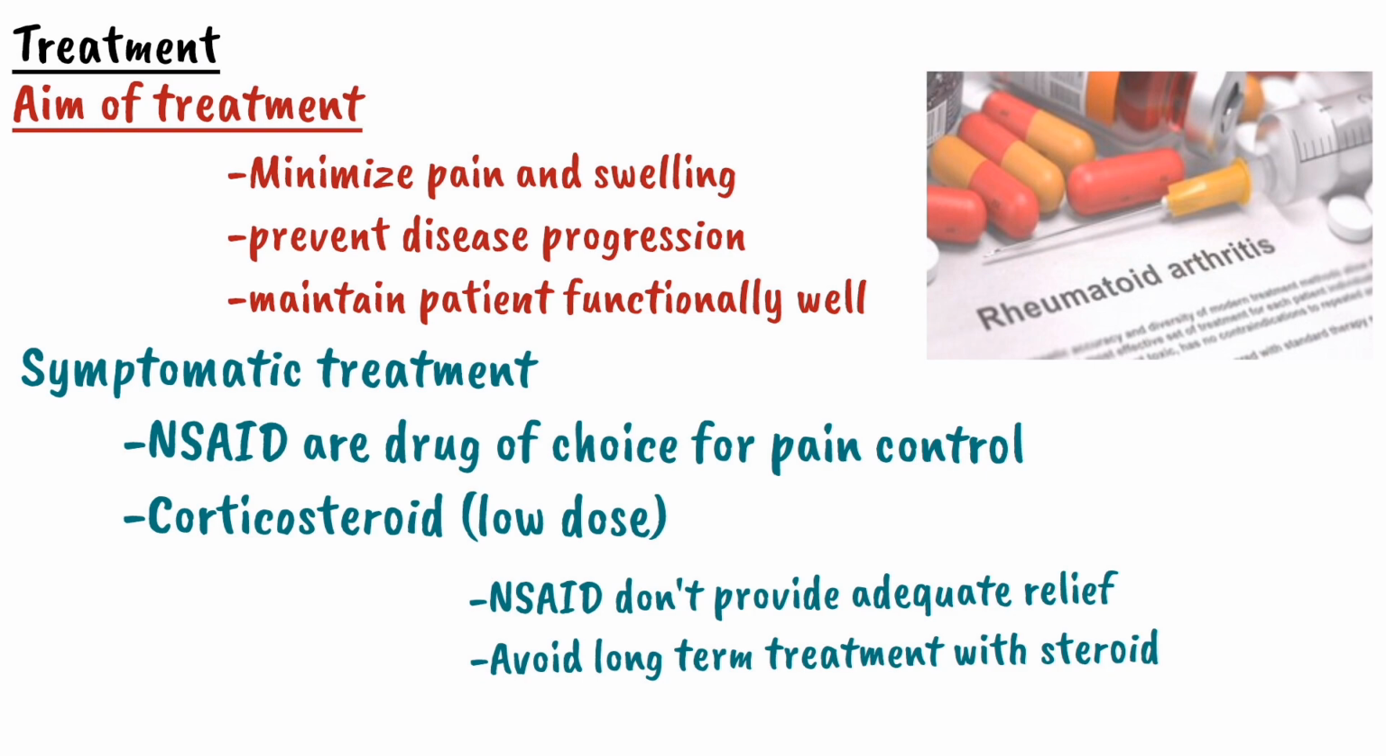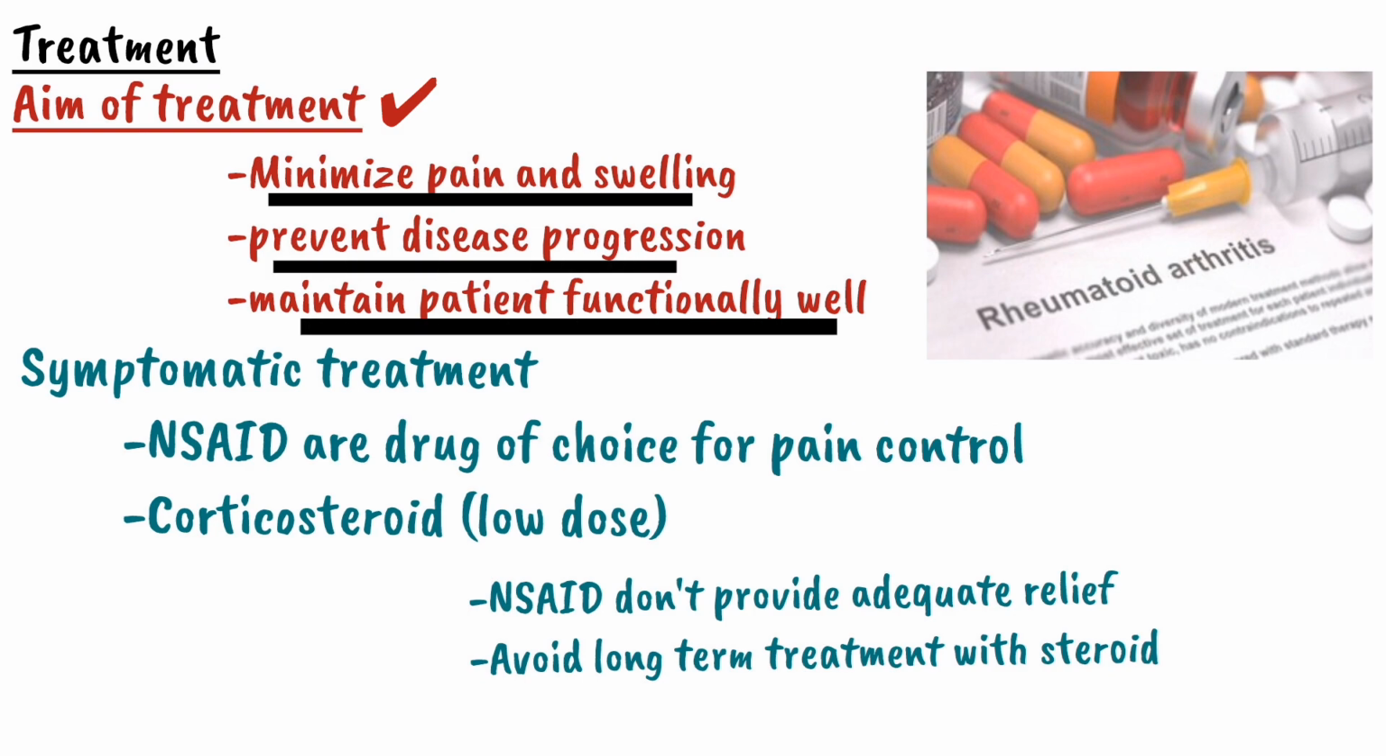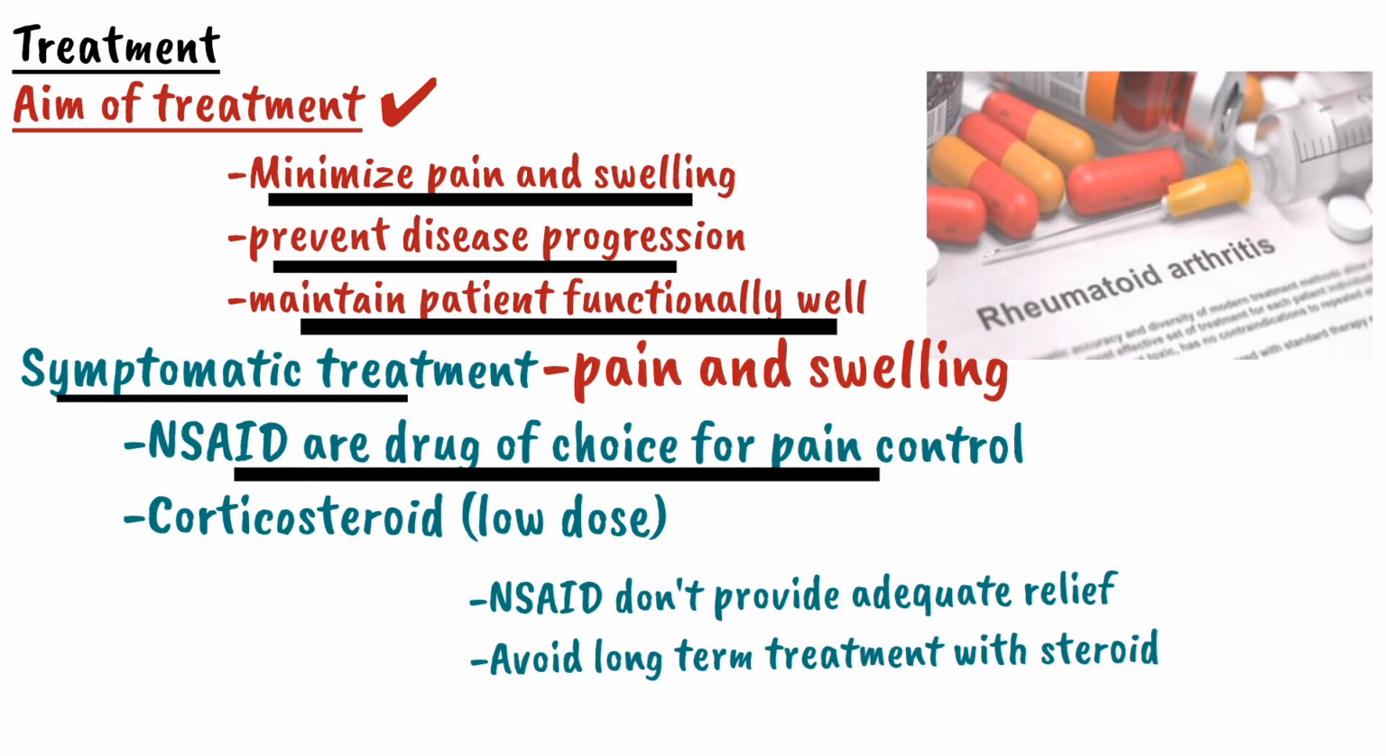Coming toward the treatment of rheumatoid arthritis. The aim of treatment in rheumatoid arthritis is to minimize pain and swelling, to prevent disease progression, and to maintain the patient functionally well. Remember, for symptomatic treatment such as pain and swelling, NSAIDs are the drug of choice. The second line therapy is corticosteroid, but remember that only a low dose corticosteroid can be used, and it can be used only when the NSAIDs don't provide adequate relief. And remember that we should avoid long-term treatment with steroids because steroids adversely affect the bone and joint. So it can be used only for pain relief.